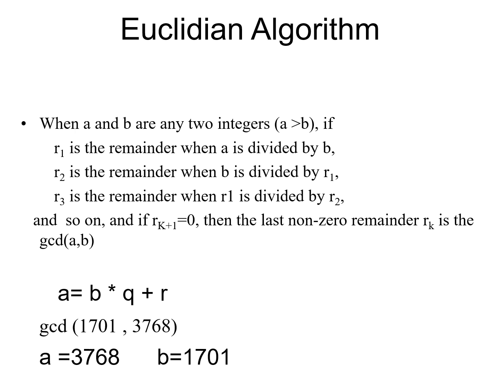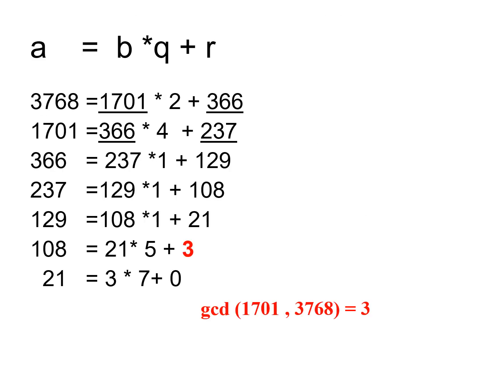a is equal to b into q plus r. So first you have to divide 3768 by 1701. The quotient that you will get and the remainder that you will get has to be noted. And this way, 3768 equals 1701 into 2 plus 366, because the quotient is 2 and the remainder is 366.